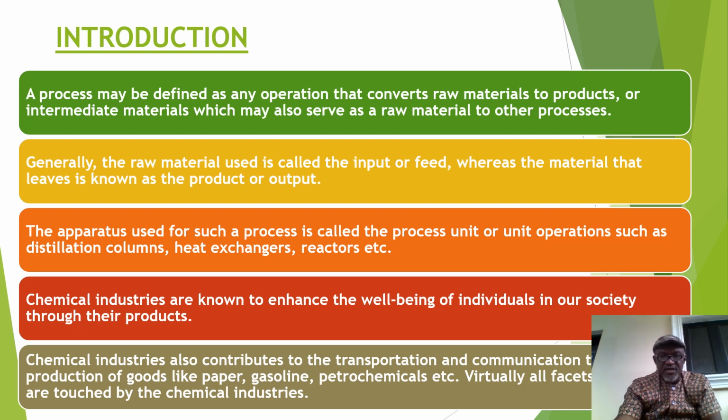Chemical industries are known to enhance the well-being of individuals in our society through their products. Of course, you don't need to be told that, because when we talk about chemical industries, in fact, almost everything we use in life is as a result of chemical production. From even the pen you use in writing, the ink, the clothes we wear, the drugs we take, our shoes, leather, and so on, everything. So chemical industry have come a long way in helping us in life.